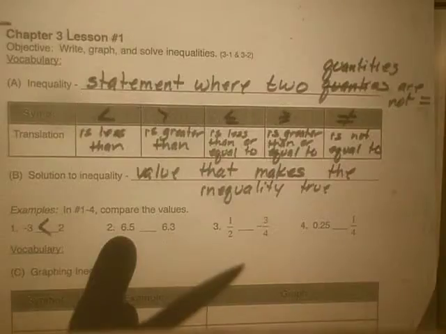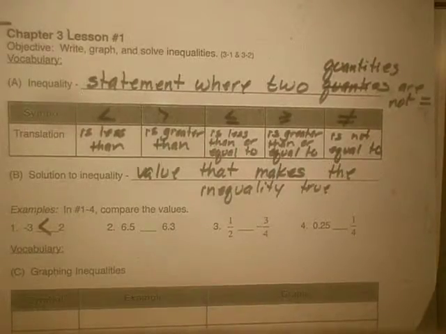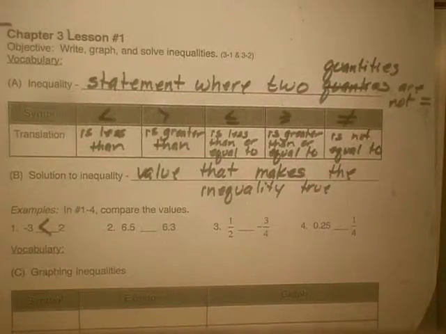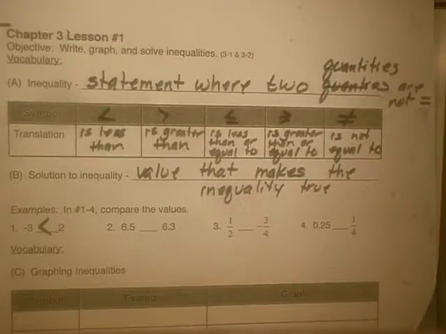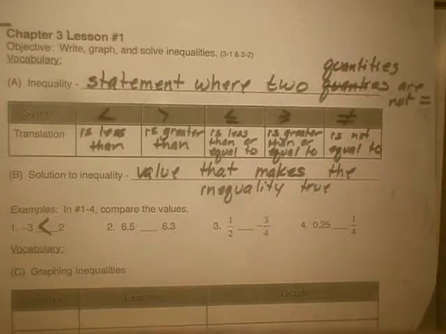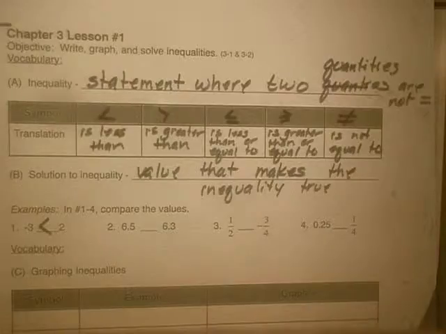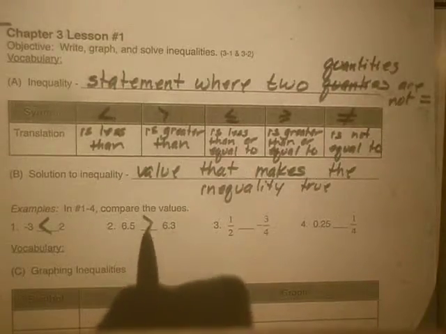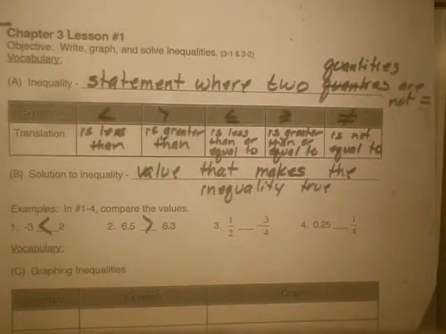Number 2, 6.5 and 6.3. Whenever there's a decimal, I try to think of it as money. $6.50, $6.30. $6.50 is more. So you would have the bigger side opening to the left.